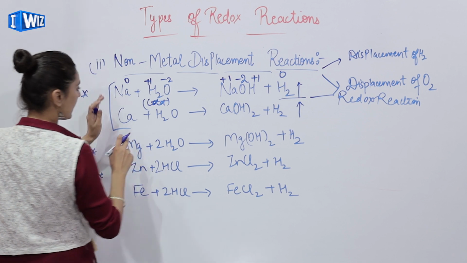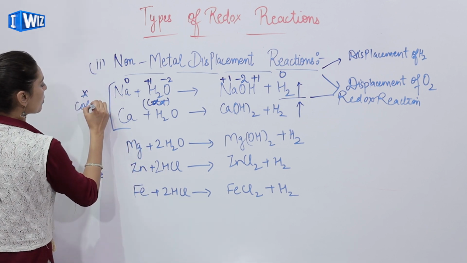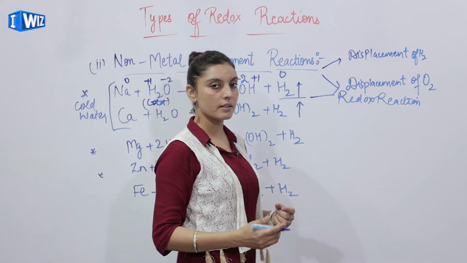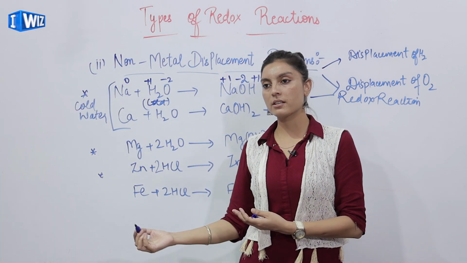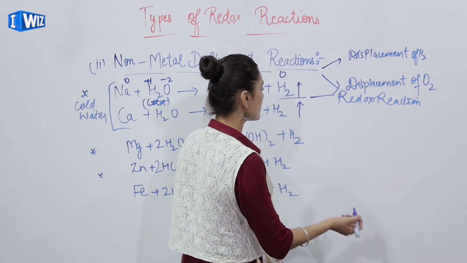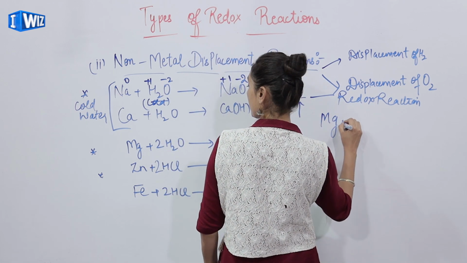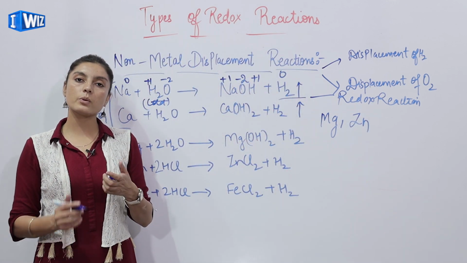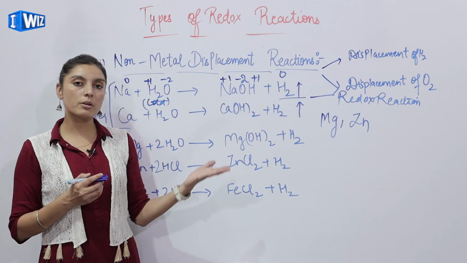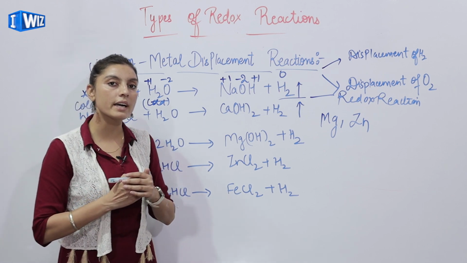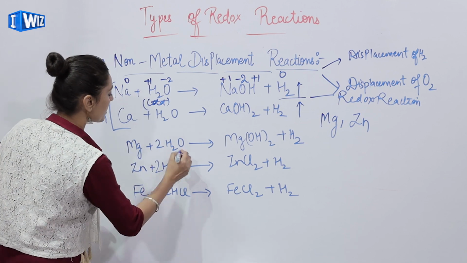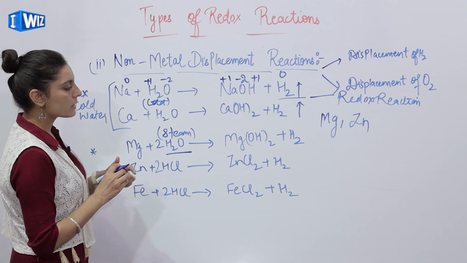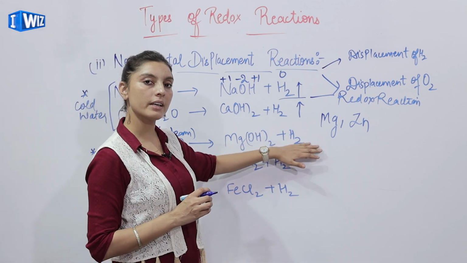Moving to another example, I hope this is clear. The conditions are cold water being used over here. Moving to another set of elements from sodium, calcium, moving to another period, I would say that we have elements like magnesium, and zinc, that are actually not capable of reacting with the water molecules under the cold conditions. They require a steam form, that is, when magnesium reacts in a steam form with water molecules, it gives us the magnesium hydroxide and the hydrogen.